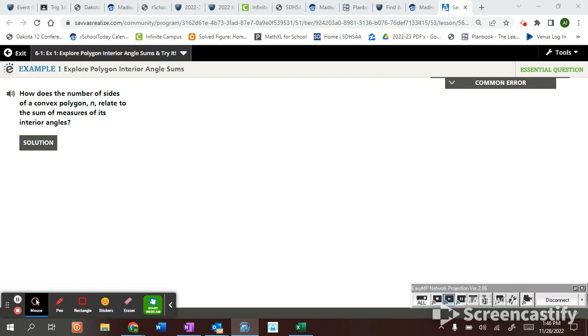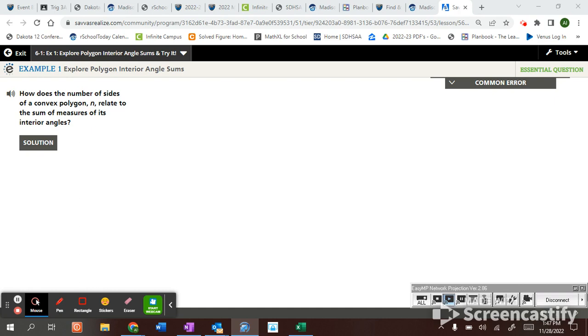Well, this is a triangle, right? How many triangles do I have here? 2. So 2 times 180 is 360. How many triangles do I have here? 3. What's 3 times 180? 540. And that's the interior angle sum of a pentagon.